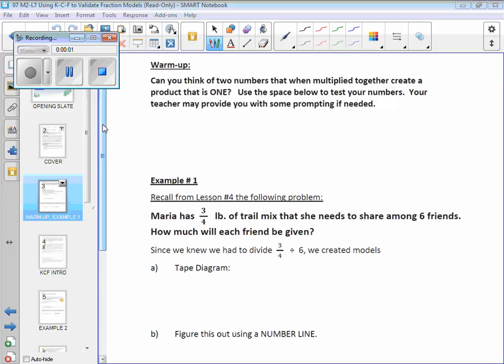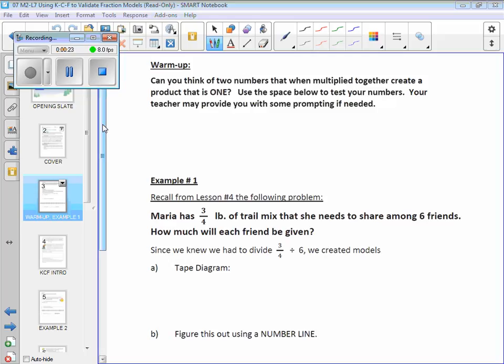Challenge. I want you to think. I want you to see if you can come up with two fractions that when multiplied together make an answer of 1. Only stipulation is your fractions themselves cannot be equal to 1. So for instance, you can't do 2 over 2 times 4 over 4, making 8 over 8, which is 1.